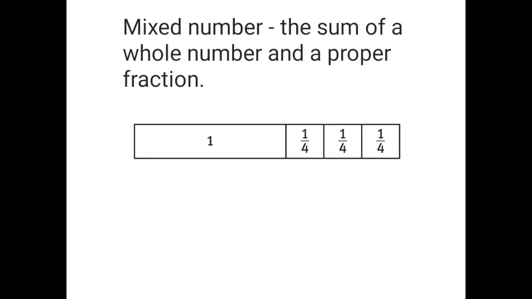So let's first talk about what a mixed number is. A mixed number is the sum of a whole number and a proper fraction. I can demonstrate that with my fraction strip here. I have one whole, and I'm going to add it to a 1/4 piece, another 1/4 piece, and another 1/4 piece. When I add the fourth pieces together, I have 3/4, and I still have this one whole. So my mixed number is just a mixture of a whole number, which is one whole, and the proper fraction of 3/4. So my fraction strip here shows 1 3/4.